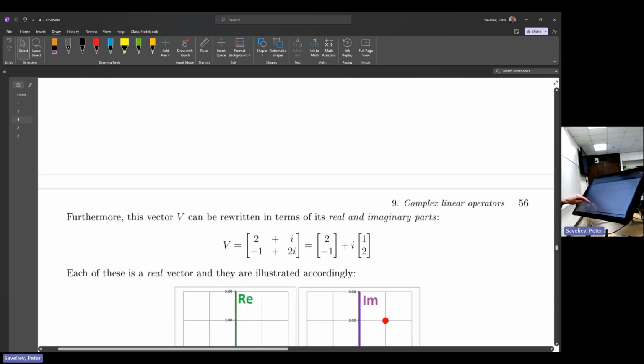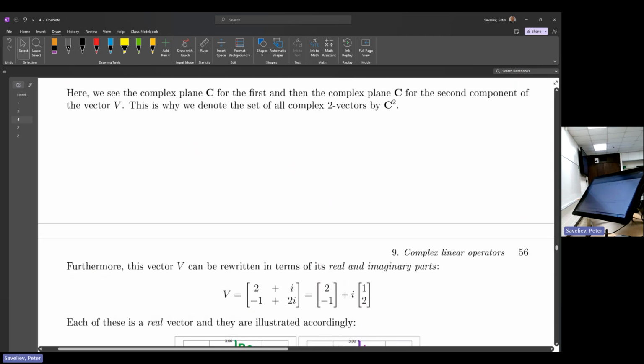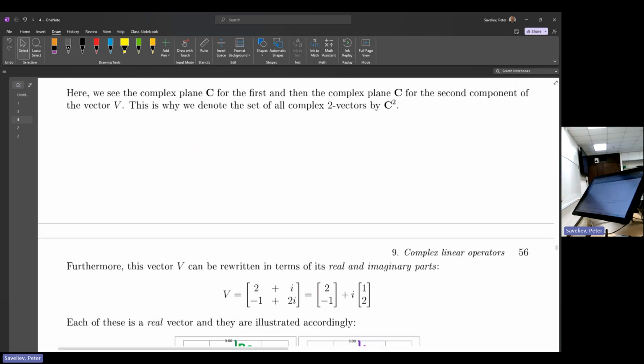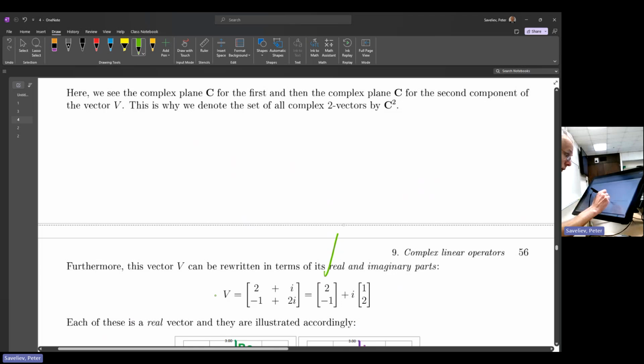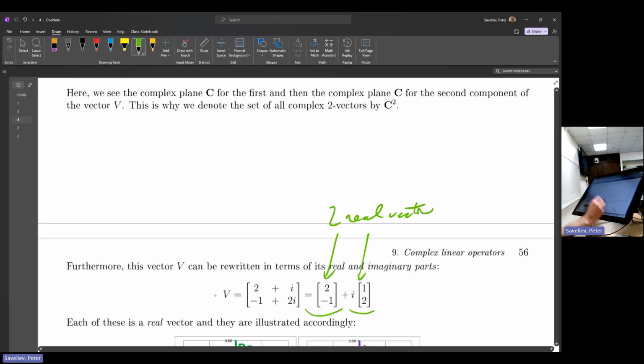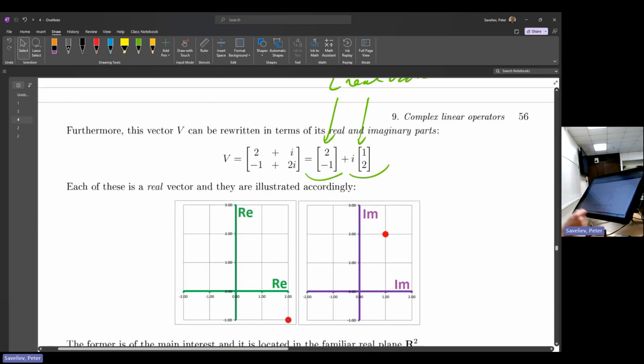Okay, so you can decompose my vector into the real and imaginary part, just like before. In other words, there are two real vectors. One is kept real, and the other one multiplied by i makes it imaginary. So once again, that's the real part and the imaginary part. Once again, that's what it might look like.